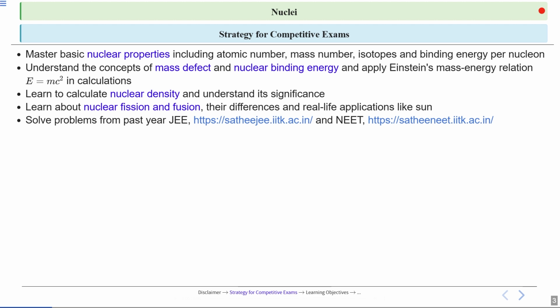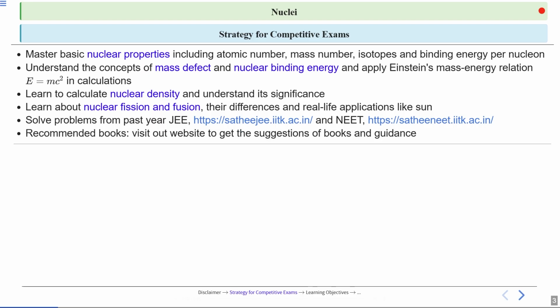At this point, it's important to practice solving problems. Try questions from past year JEE and NEET exams, which you can find at the provided websites. Finally, for further study, check our website for recommended books and guidance.